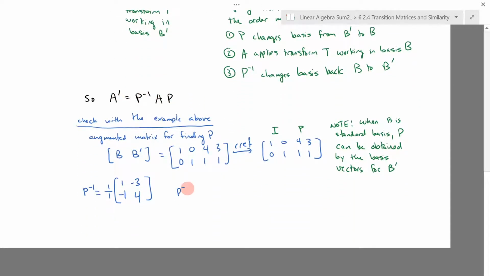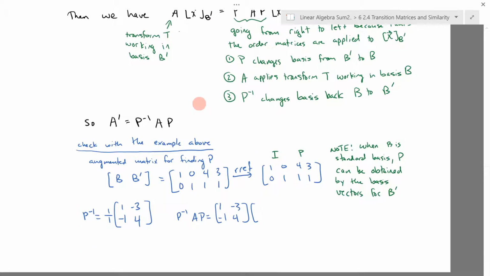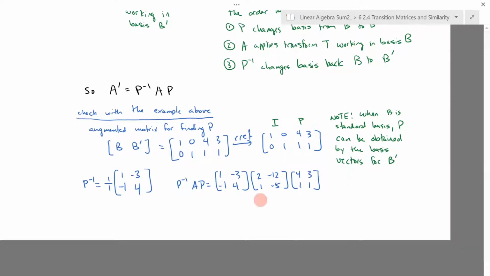Right, so I calculate P inverse AP. So 1, negative 3, negative 1, 4 times A, which was 2, negative 12, 1, negative 5. And then P, which is this, 4, 3, 1, 1. Okay, so now let's do the calculation. So first multiplying these two matrices. What's the result of that?